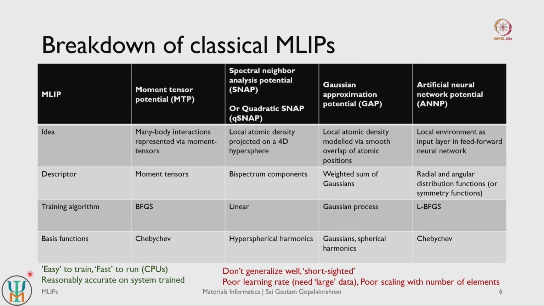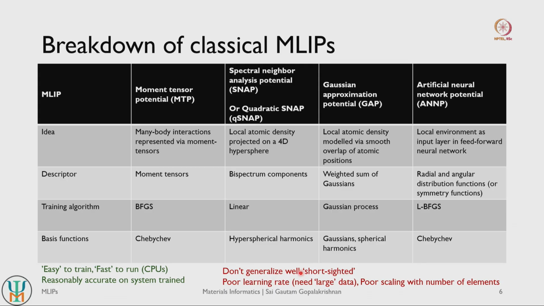Typically they train on CPUs, so they do not require very advanced GPU architectures, and they are also fast to run. So once again you can use CPUs to run them in production mode, and they are reasonably accurate. So whatever system you train on, you can achieve fairly good levels of accuracy, but these potentials typically do not generalize well.